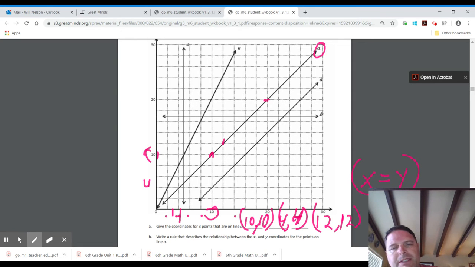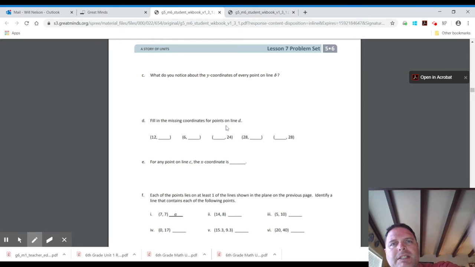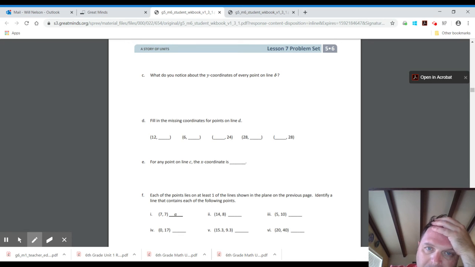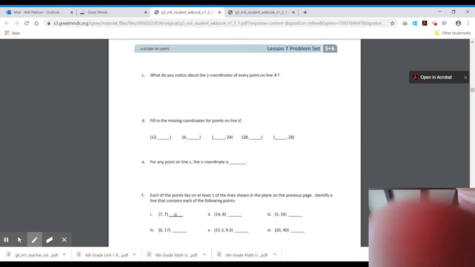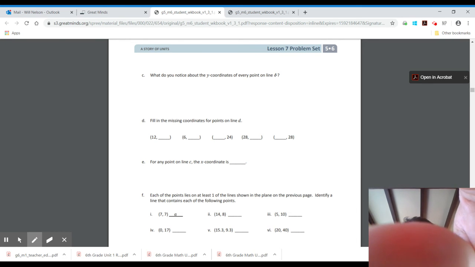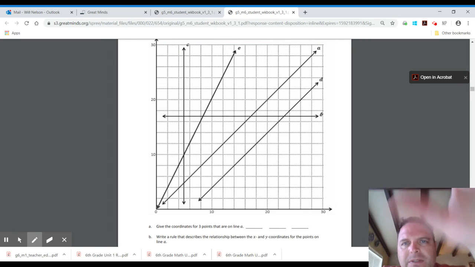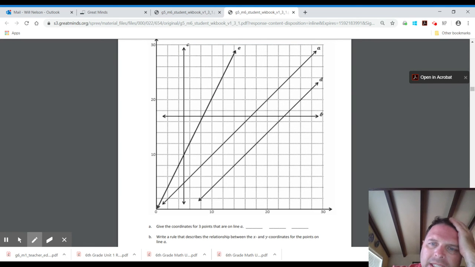All right, I'm going to erase this. Next, let's see what the next page is. It says, what do you notice about the y coordinates of every point on B? So let's look at line B and see what we notice about the y coordinates. B is here. Look, B is a flat line going straight across. What do you notice about the y? It looks like it's in between two numbers. Remember, each of the blocks is worth 2. So that would be 18. Hold on.